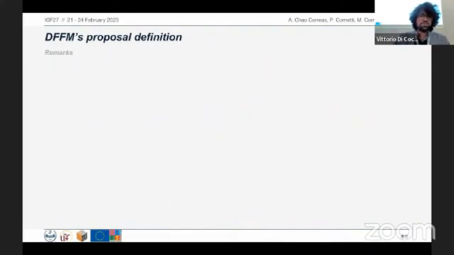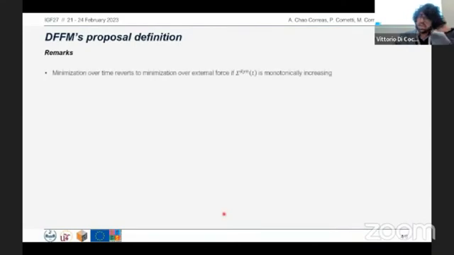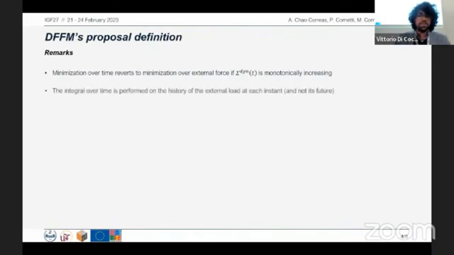So basically, just some remarks before proceeding onwards. This minimization over time reverts to the minimization over the external force when the external force is monotonically increasing. So we get what's normally in quasi-static criteria.